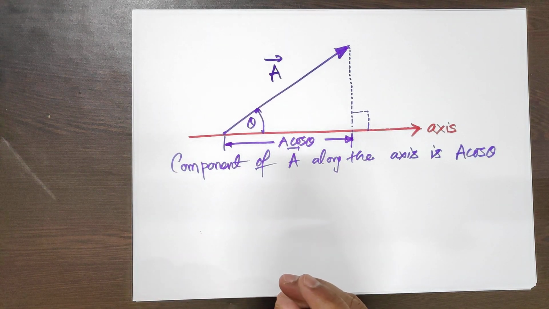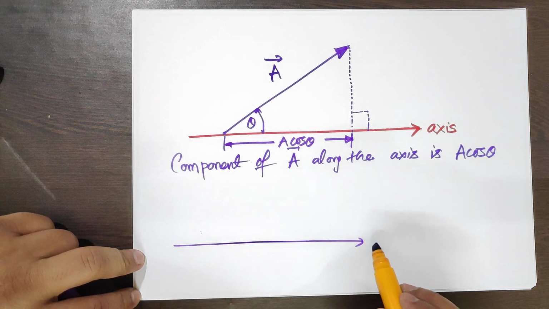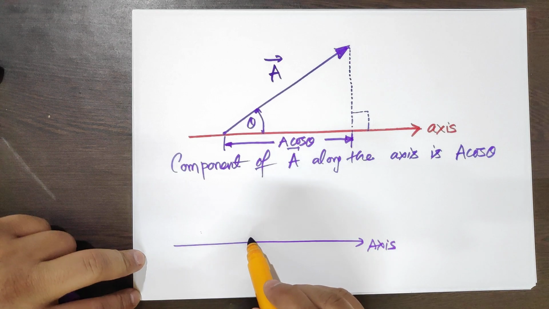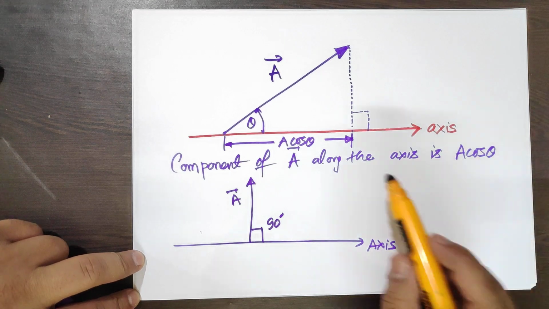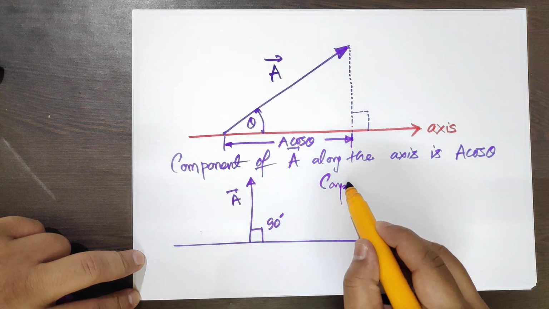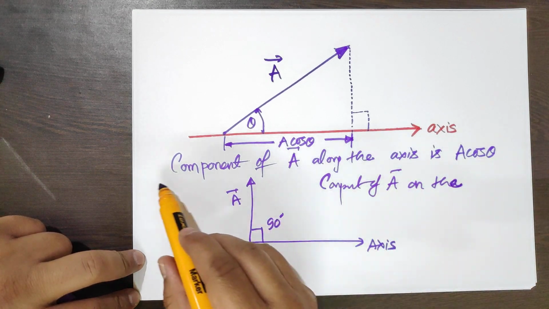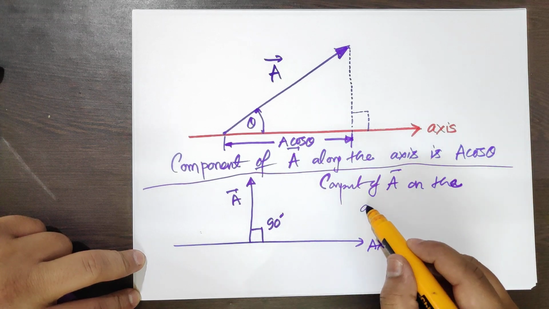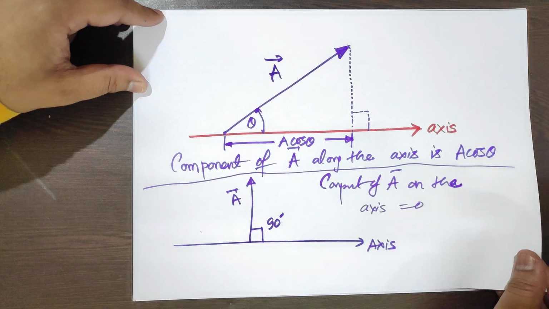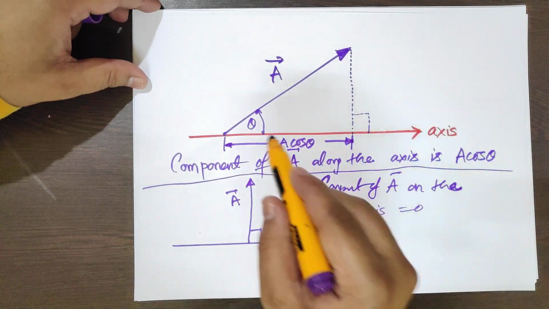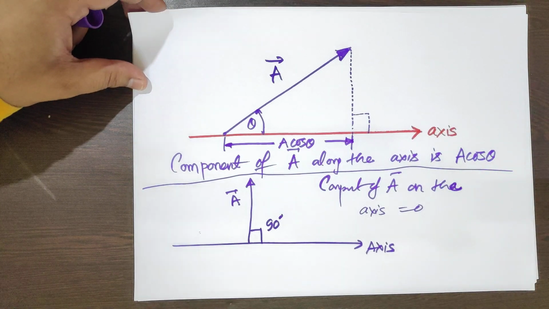Okay, so the component of a vector in the direction of this axis is equal to A cos theta. Now if it were like this, suppose this is an axis and you have a vector A like this, and this is 90 degree. Here the component of vector A on the axis is equal to 0, since A cos 90 is 0. Component of a vector on an axis can be negative also. If this is an obtuse angle, then obviously it is negative.